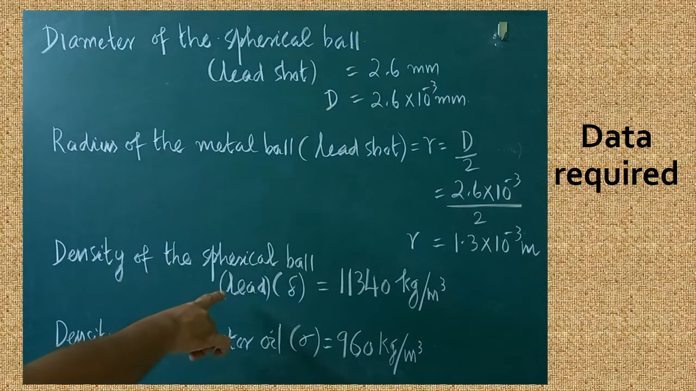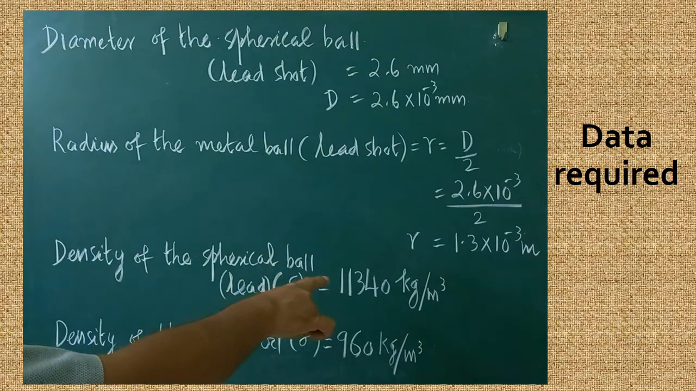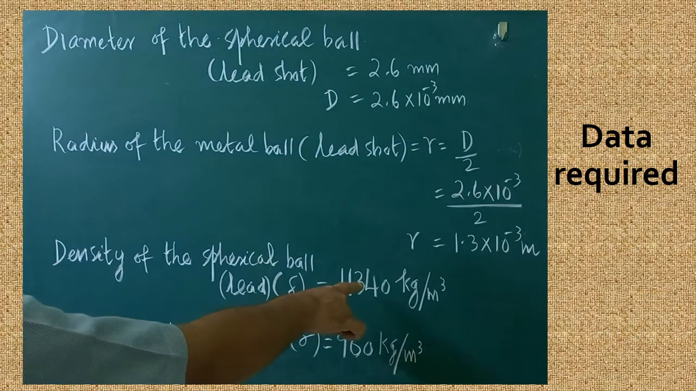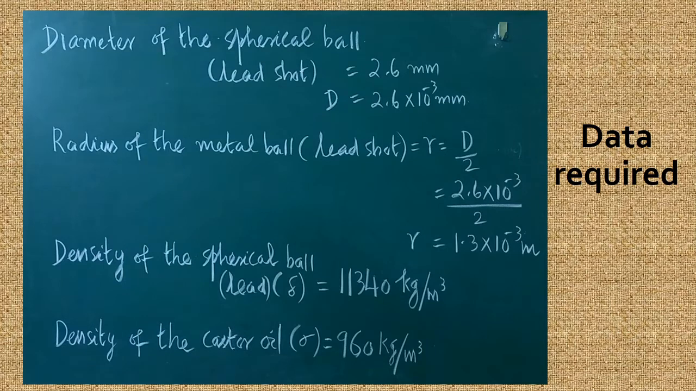Density of the lead spherical ball is denoted as delta. Its value is 11,340 kg per meter cube. Density of lead is 11,340 kg per meter cube. Density of the castor oil is taken as sigma. Its value is 960 kg per meter cube. So by knowing all the values, we have to substitute the values in the formula. Later only we are able to calculate the coefficient of viscosity of castor oil.